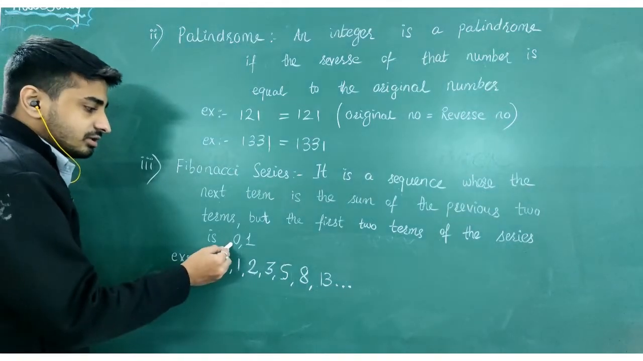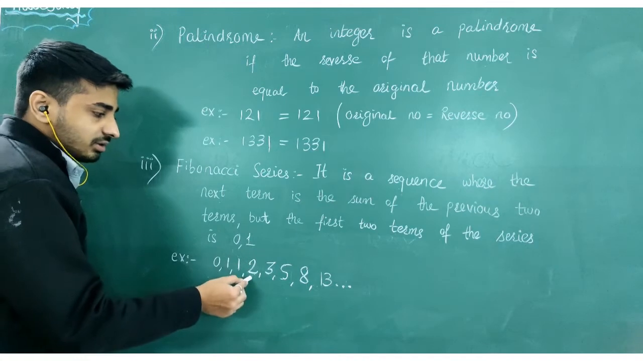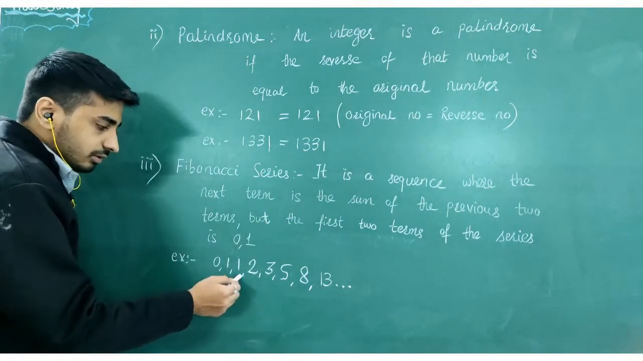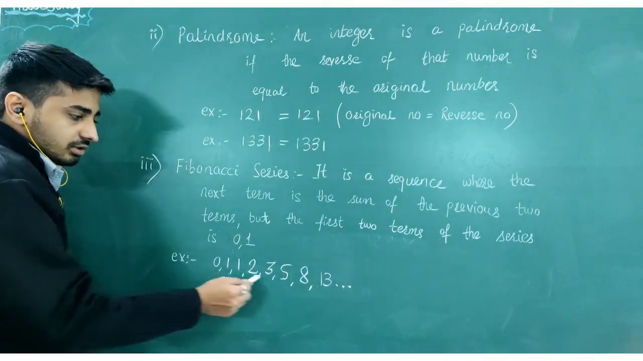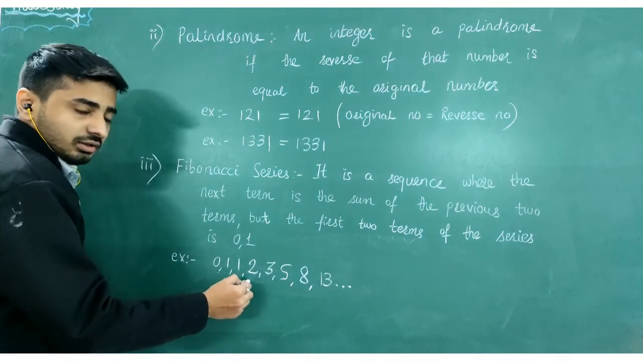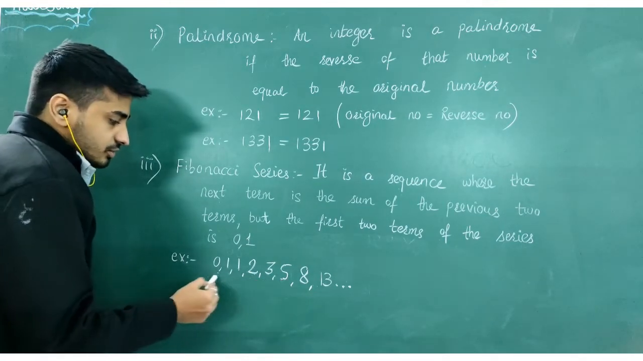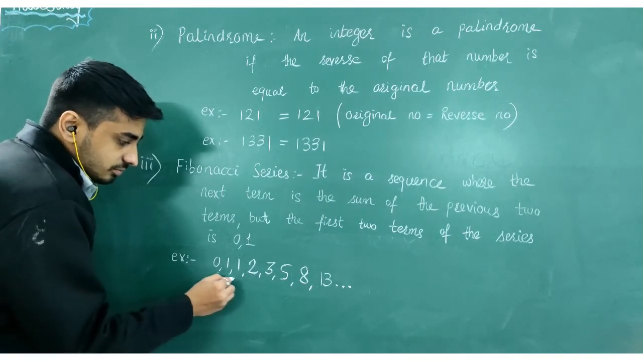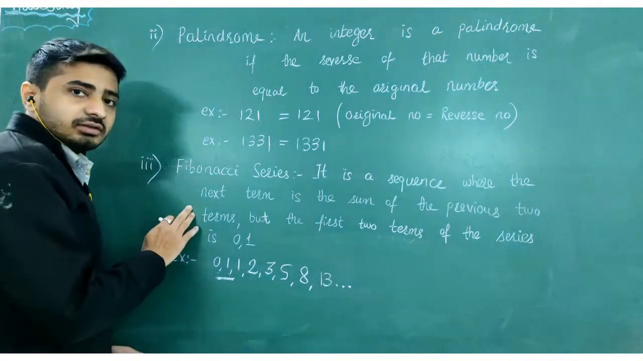Here, but what is the condition? The first two terms must be 0 and 1. Okay? And the next term will be the sum of the previous two terms. Like 2 is the sum of 1 plus 1. 1 is the sum of 0 and 1. 3 is the sum of 1 plus 2. 5 is the sum of 2 and 3. 8 is the sum of 3 plus 5. Clear? But the main condition is that the first two terms must be 0 and 1 only. This is known as Fibonacci series. Okay, is it clear?